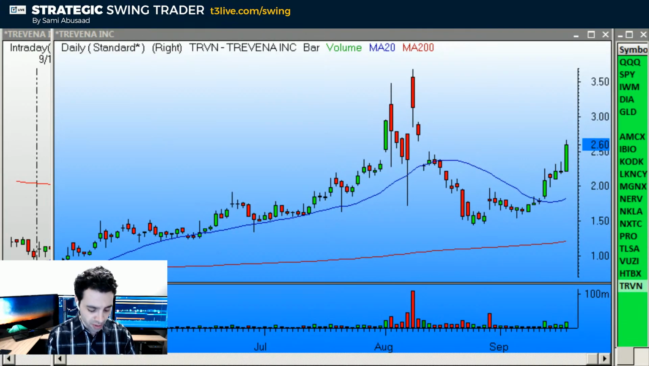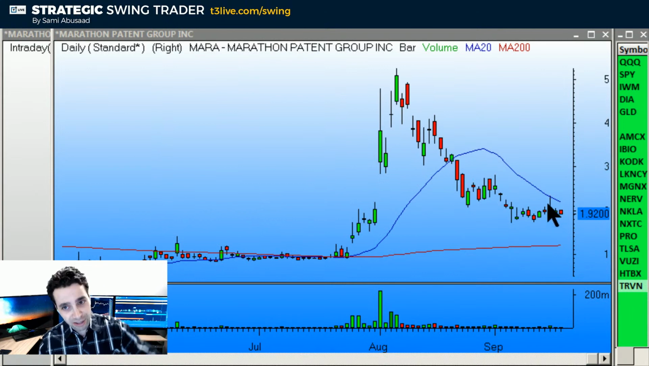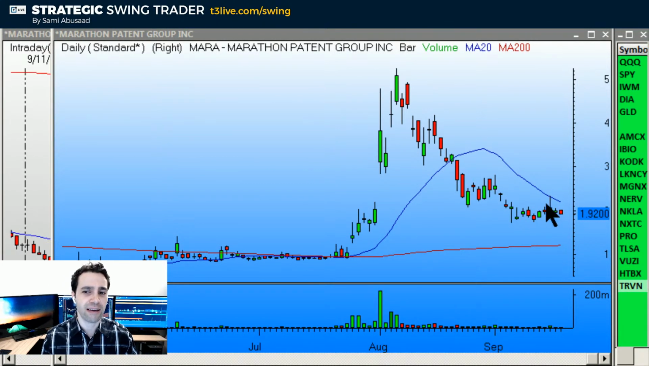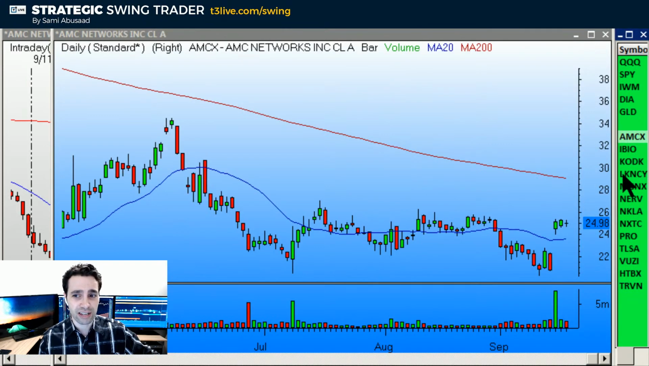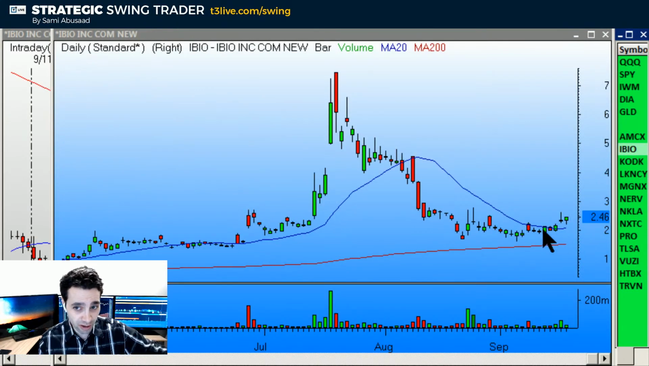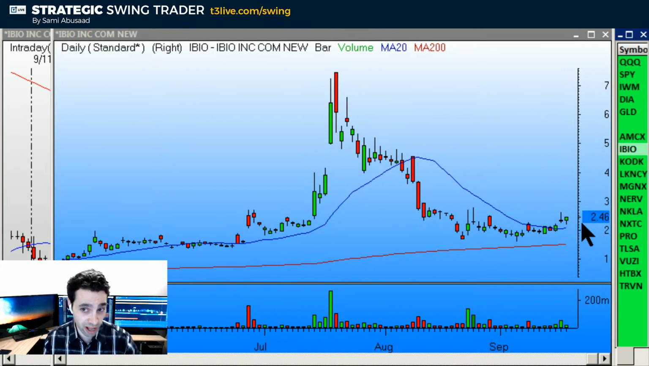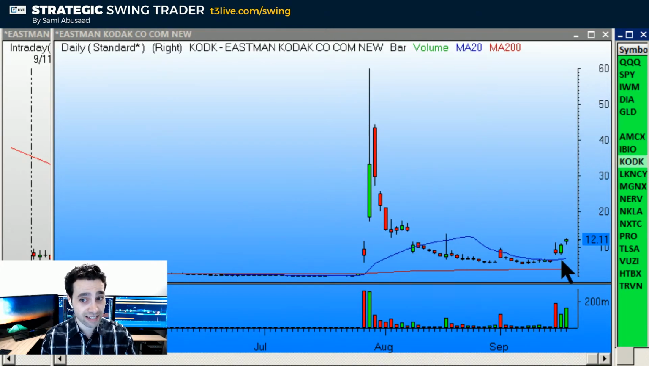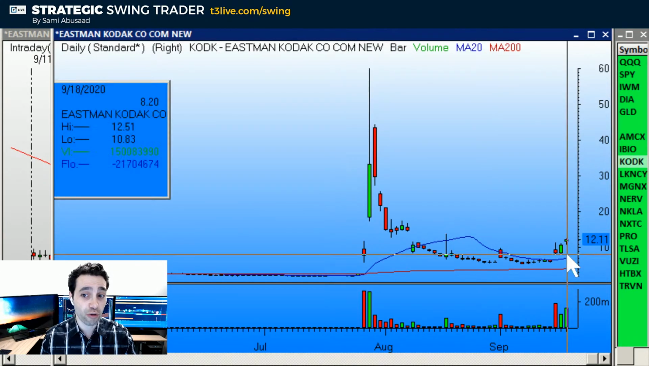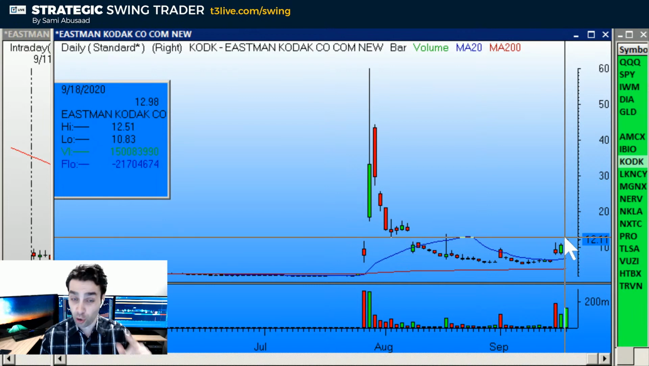MARA was pretty good, starting to turn up a little bit and then got hit because it's under the 20. For swing trading, you want the ones where the 20 MA is starting to curl up and point up, right? So IBIO is pretty good. KODK looks okay over this bar, stop under it, but don't overstay your welcome.